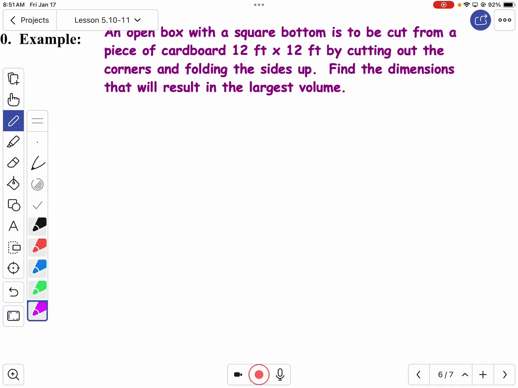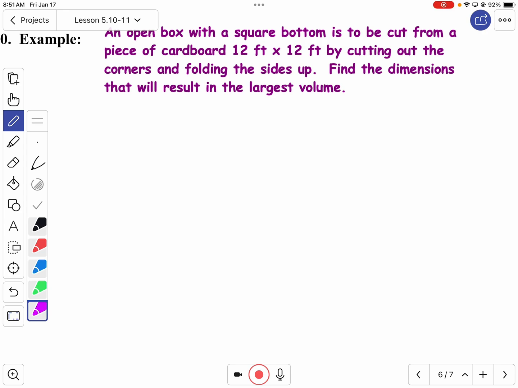So this time, we are going to take a square piece of cardboard. It's 12 by 12, and we're going to cut the corners out and fold it up. If you remember, we kind of talked about that in pre-cal, what it looks like. You take a piece of paper, and we cut the four corners out, and then we fold everything up, and it makes this little box without a top, okay?